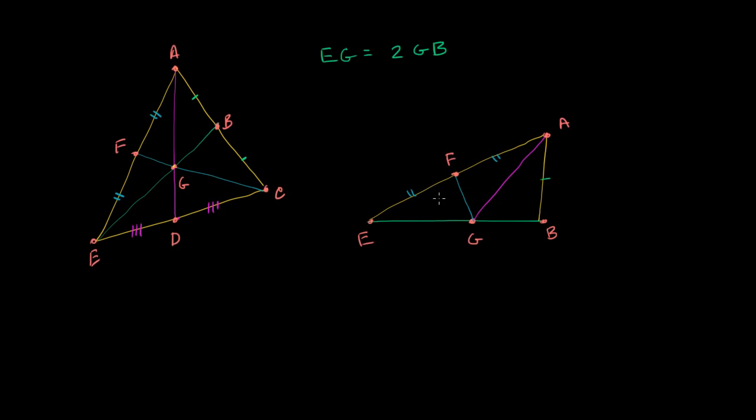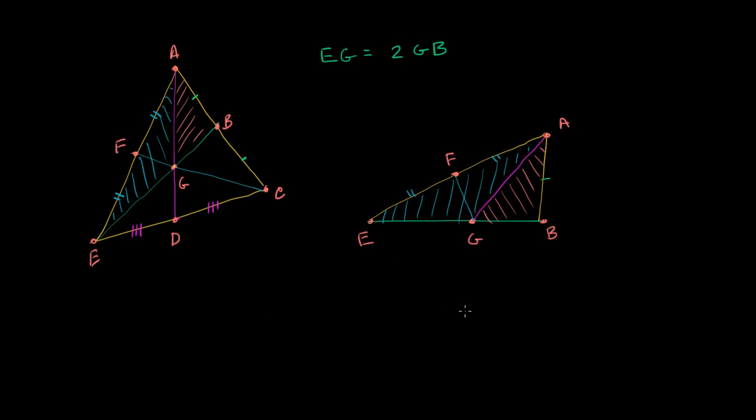So let's think about this triangle right over here. Let's think about this triangle, triangle AGB. This is triangle AGB right over there. Those are the same triangles. And let's compare it to triangle EAG right over here. Let's compare it to this triangle, which is this triangle right over here on the original drawing.